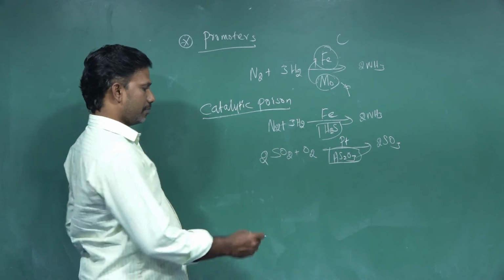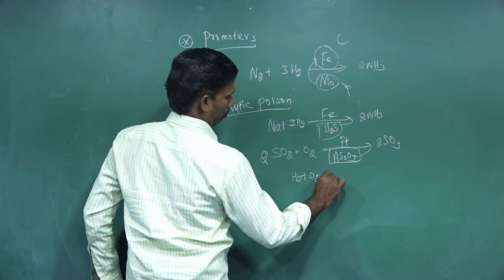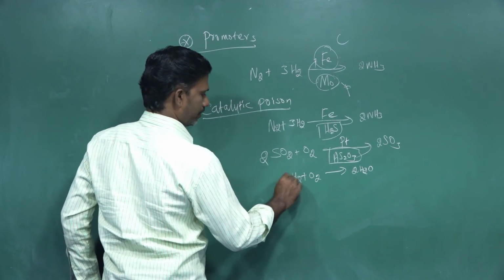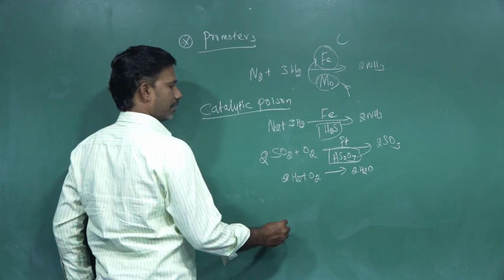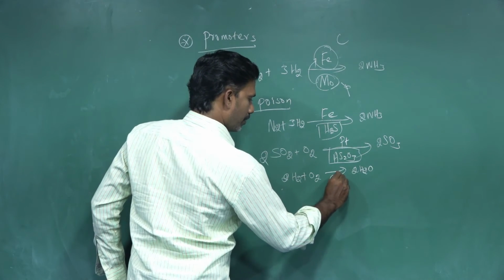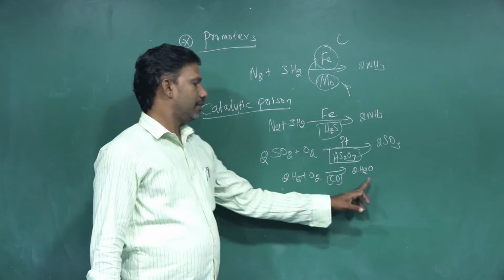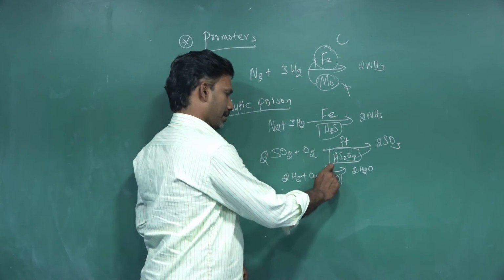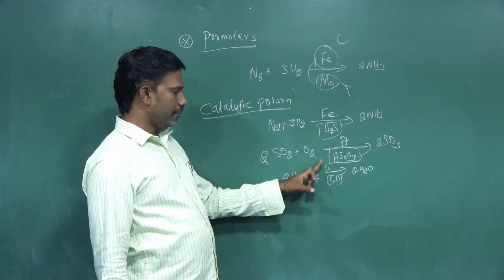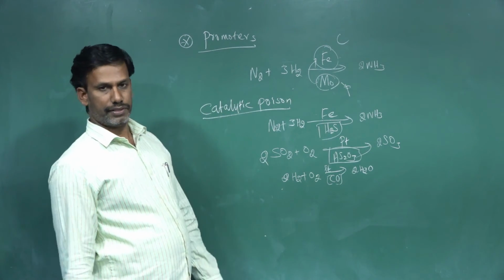Then if you want one more example, let me write H2 plus O2 giving 2H2O. If it is not balanced, you balance it first. Then H2O formation. Here carbon monoxide acts as a catalytic poison. Here also platinum is the catalyst. Carbon monoxide is disturbing or poisoning the activity of the catalyst platinum. This is called a catalytic poison.